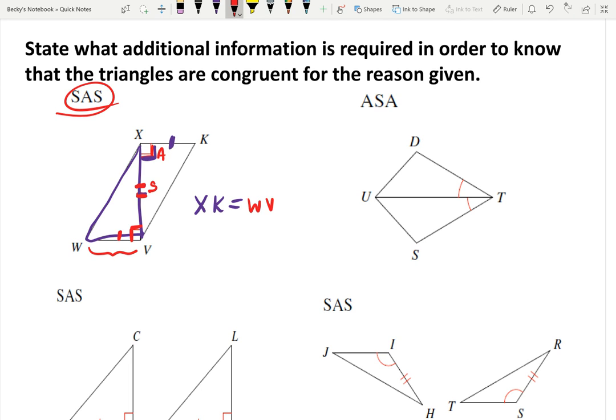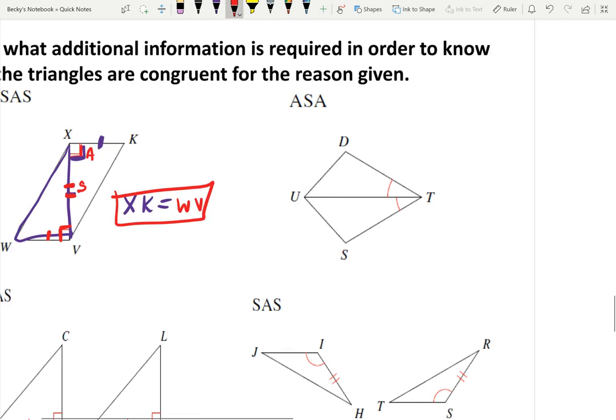Now, we're going to use an equal symbol. The only thing that we use congruent on is the congruency statement, and that's when you write out the name of the triangle. So I know this is a little bit more difficult. Just try to stay with me. I'll keep explaining the best that I can.